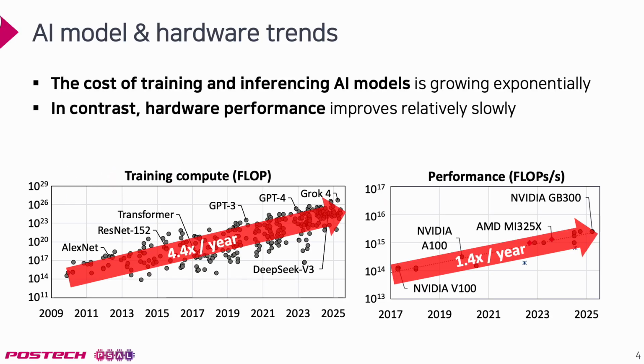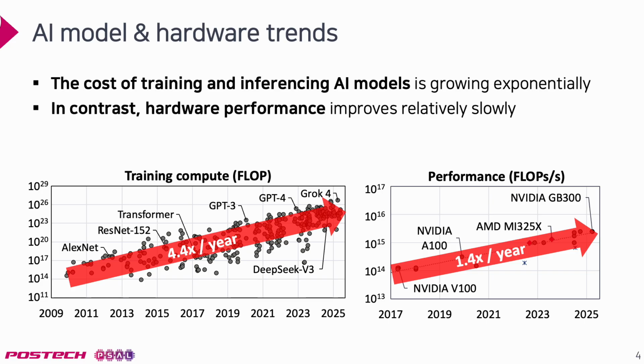As you know, the AI models are evolving rapidly, and they are also growing in size. So the computational demands from the AI models are increasing exponentially. For example, the compute requirement of training AI models is increasing at a rate of about 4.4x per year. In contrast, the computational capability of hardware accelerators such as NPUs or GPUs is improving at about 1.4x per year. That's still fast, but not fast enough to keep up with the demands from the AI models.